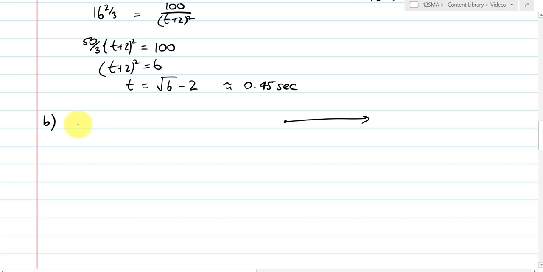So let's find the distance travelled by simply integrating the velocity with respect to time between root 6 minus 2 and 0, our two boundaries. And if we do that on our calculator, we get 9.175 meters. That's how far it travelled in that time.